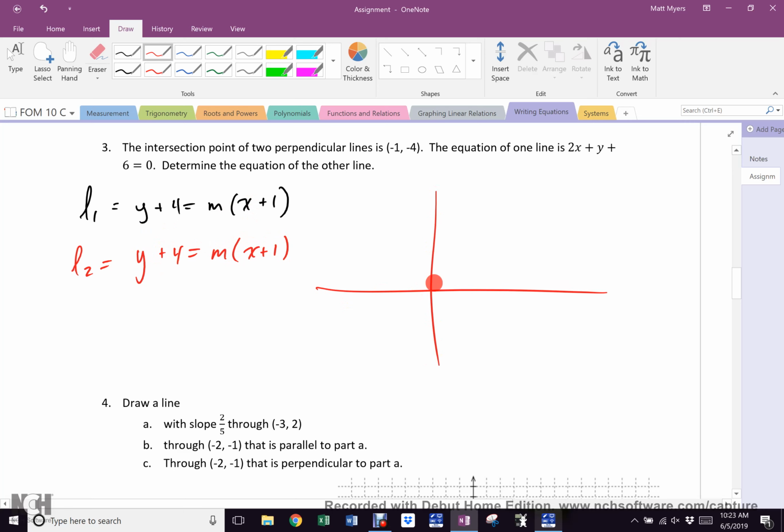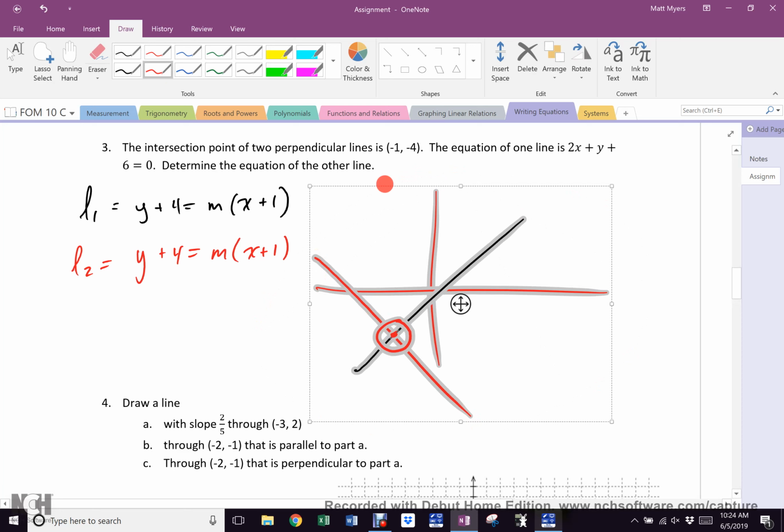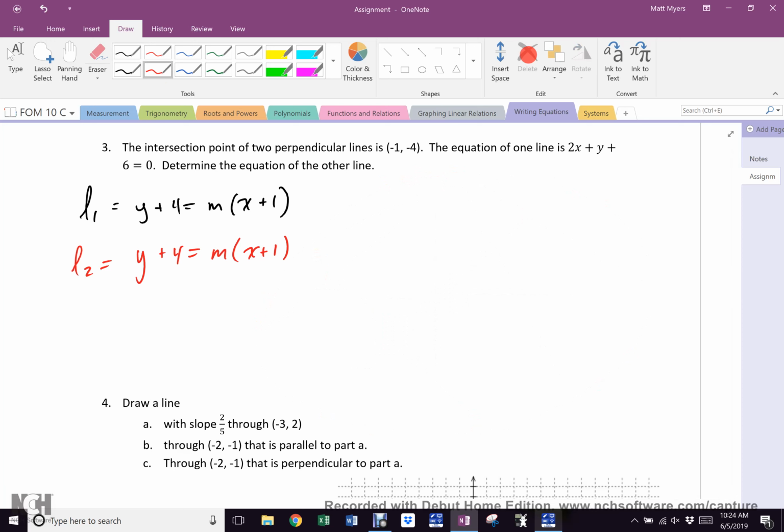Because they're both going through this point, yes? One of the lines is going through one way, the other line is going through the other way. But they both share that point, right? So the only thing I have to find is one slope, correct? Because if I know one slope, what do I do to find the other slope? Flip it and change the sign, right?